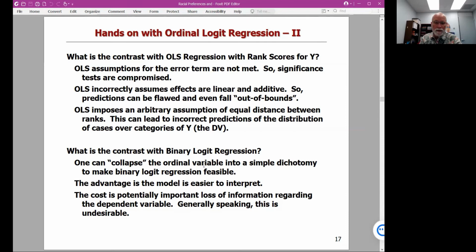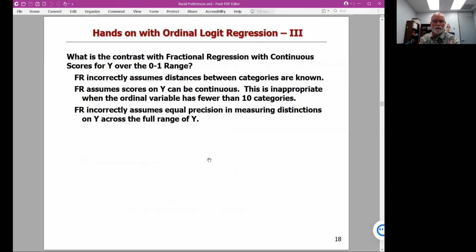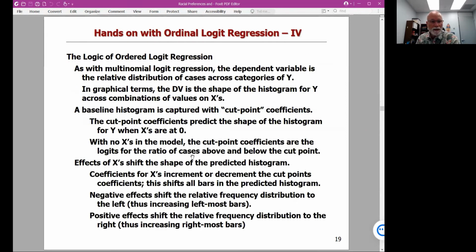So ordinarily, if we can, we'll try to hang on to all the information we've got. So we would go to ordinal regression. I'm going to skip past this slide in the interest of time. And so here we are with ordered regression. And so what can we say about it?